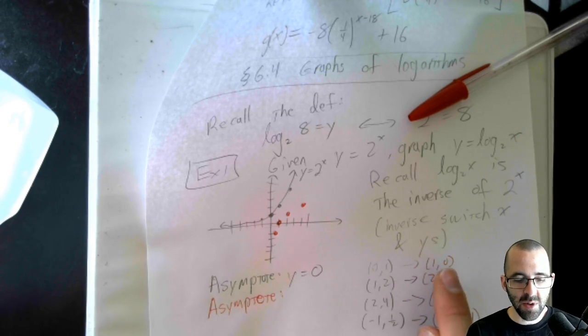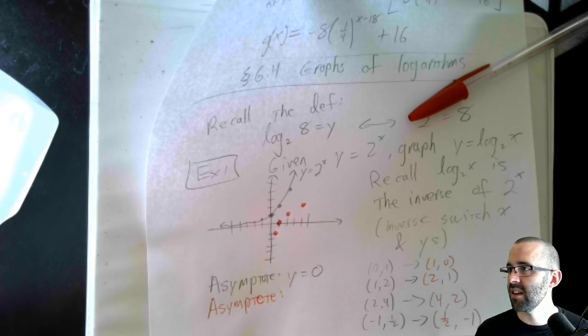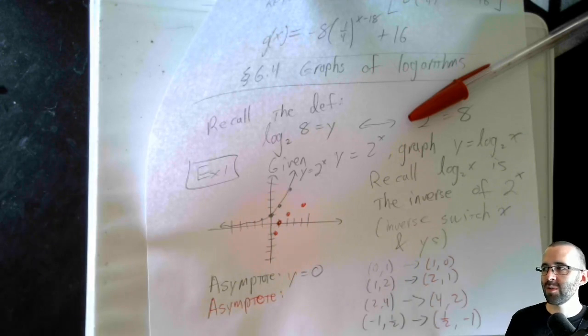0, 1 became 1, 0. We just switched the x's and the y's. We did that for all these points to get some points. And now we're going to use it to find our asymptote.